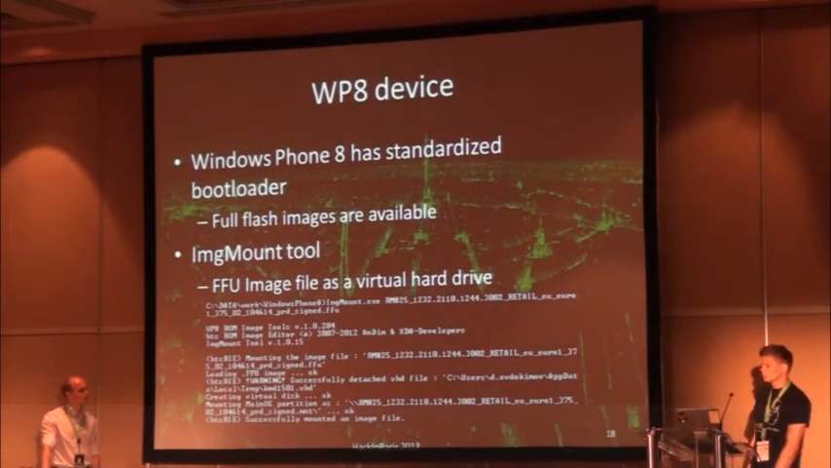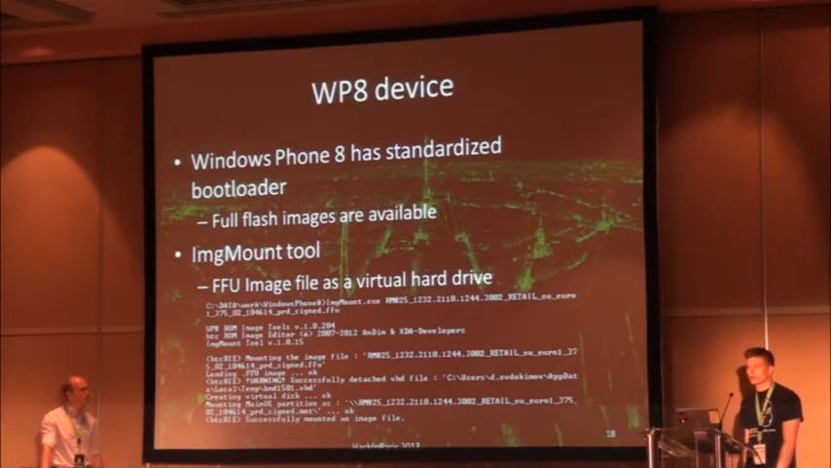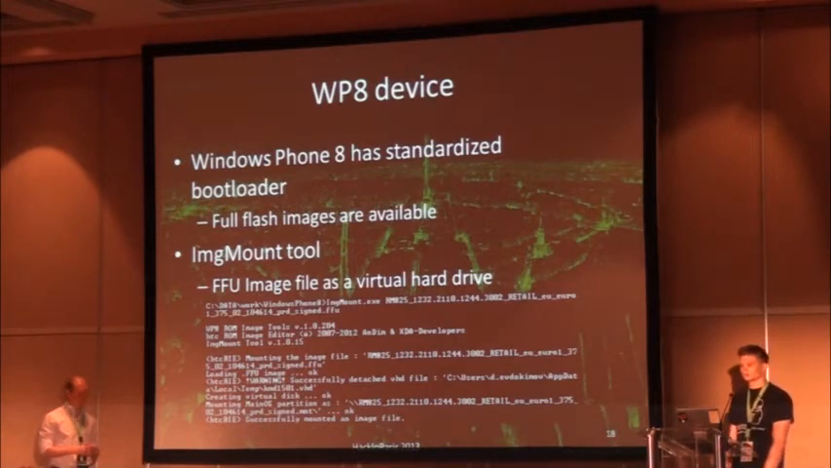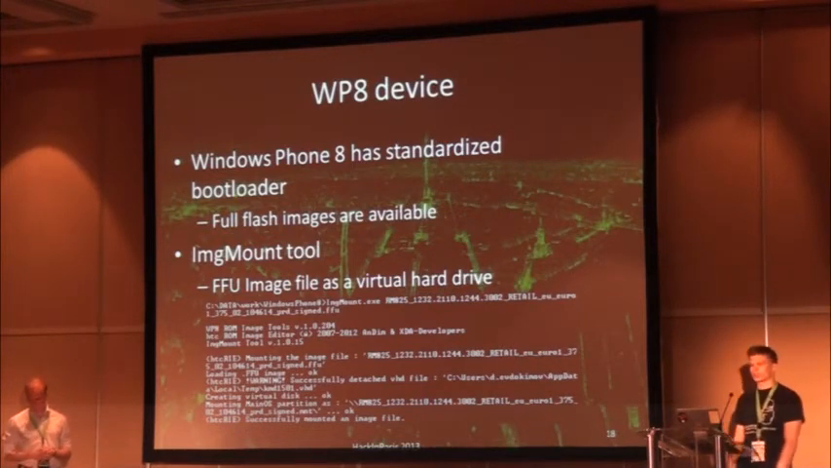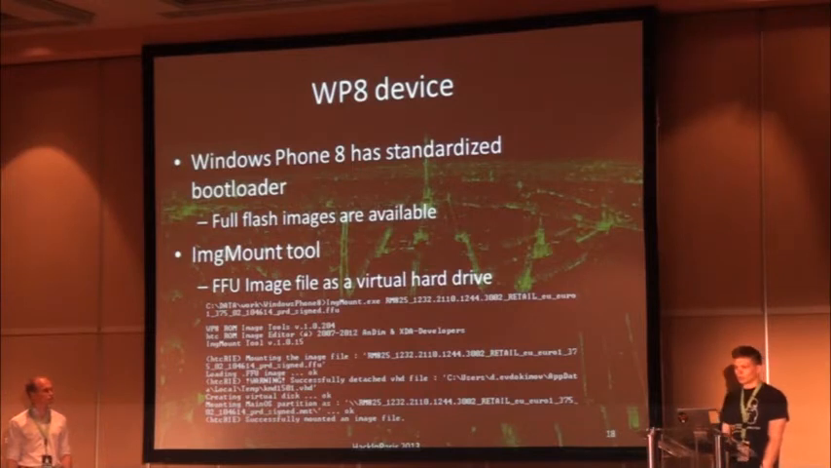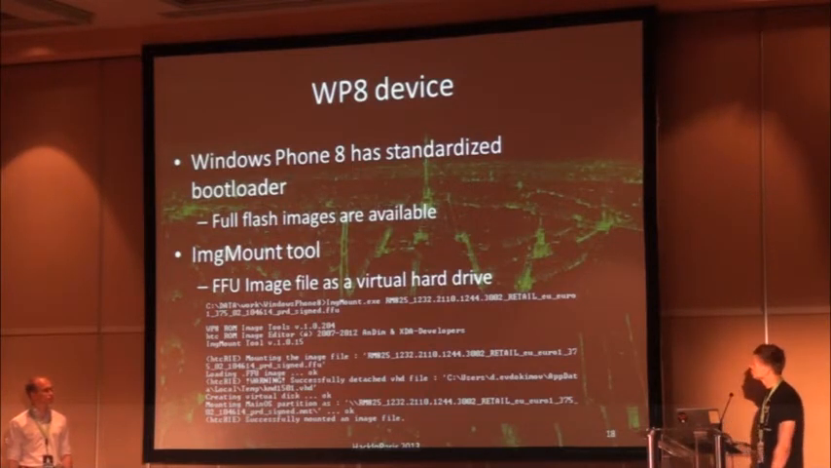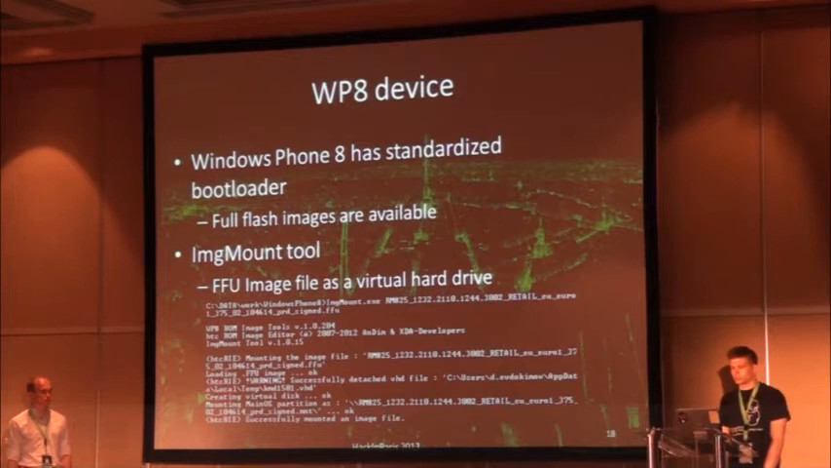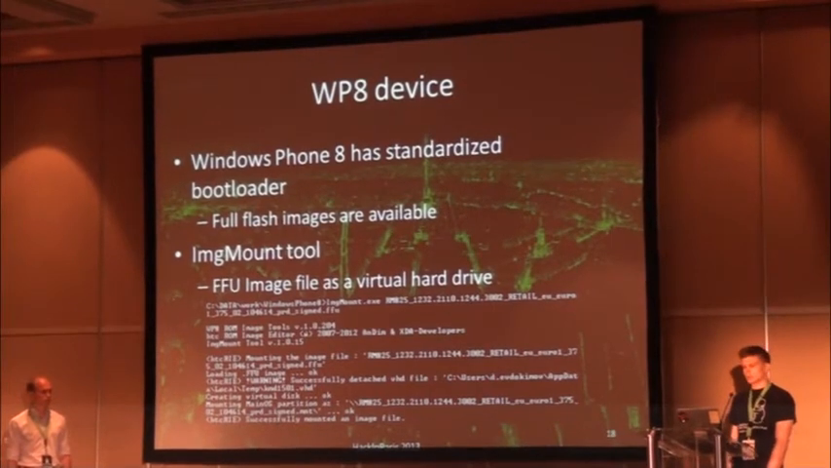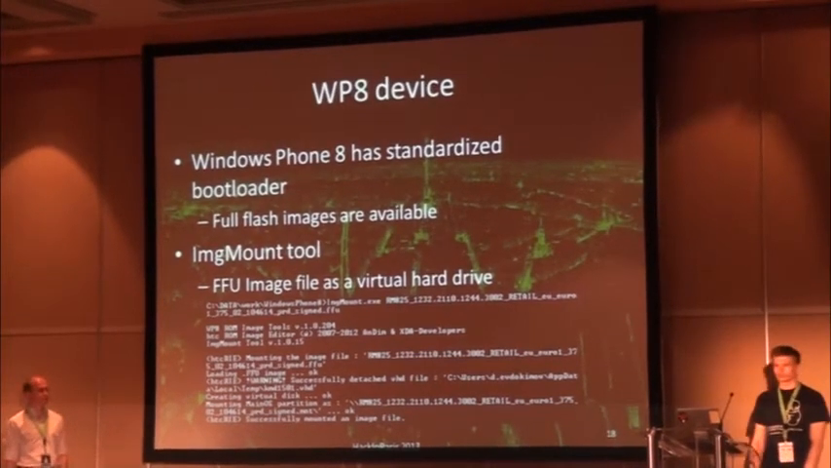In Windows Phone 8, Microsoft standardized the download bootloader requirements for OEM vendors. Now all ROMs use one format called FFU, and vendors are not allowed to use their custom ROM formats. You can download some images for various devices from the internet, mount them with an image mount tool and explore the contents. Unfortunately, there is no public full unlock available these days for Windows Phone 8.